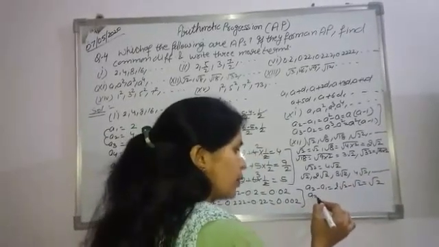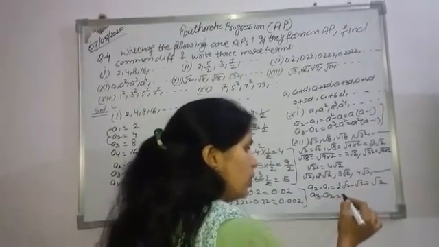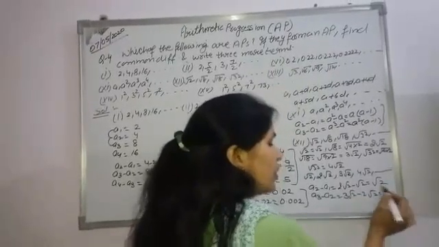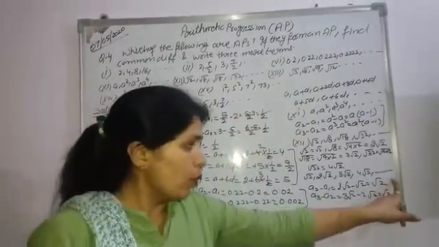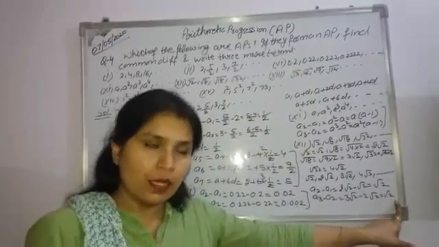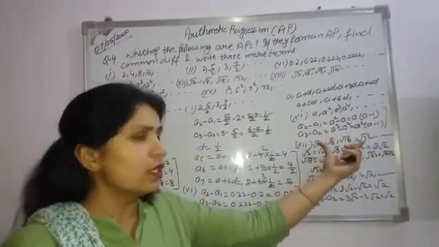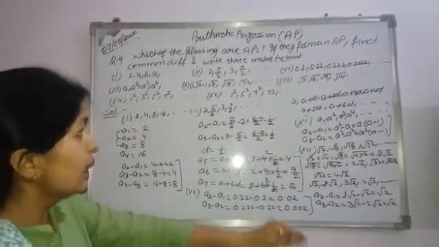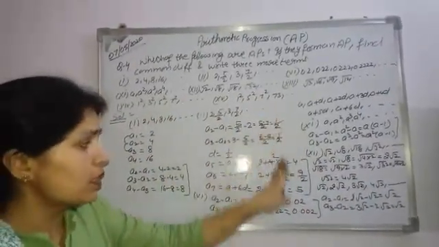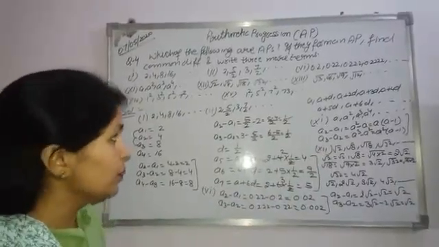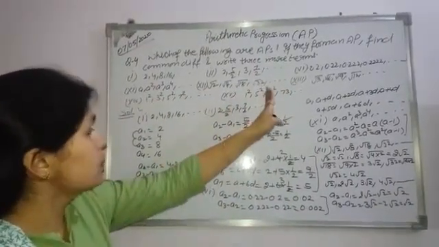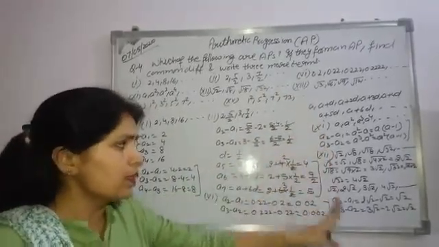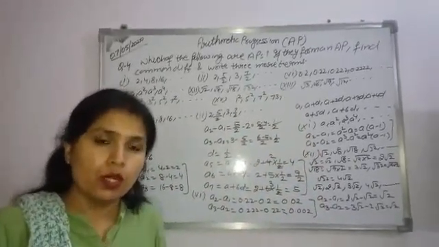Next difference, a3 minus a2, 3 times root 2 minus 2 times root 2. Again this difference is the same. So when we obtain that these differences are the same, it means these numbers form an AP. And if these numbers form an AP, then by the same process you have to find the next 3 terms. In all these parts you have to follow the same process. Okay, so this is the solution of your fourth question.